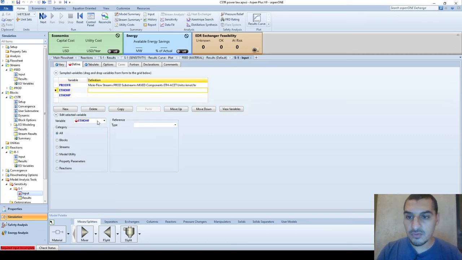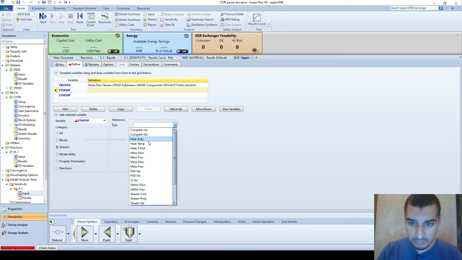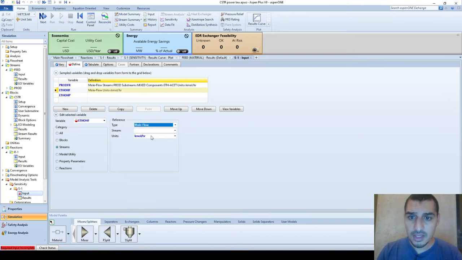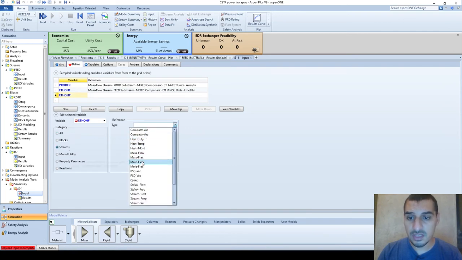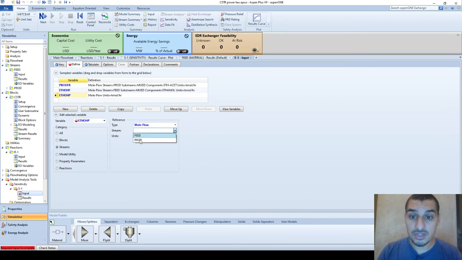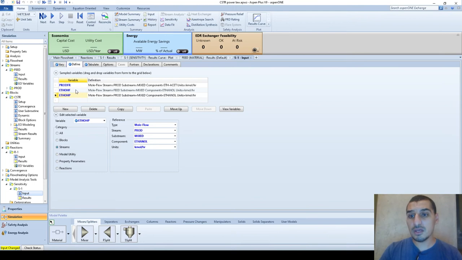For the ethanol in the feed, I'm gonna define this as a stream, and it's gonna be mole flow, and it is for the feed, and it is of the ethanol. So it's now defined. For the product, it's gonna be the same thing. Everything is the same, with the difference in the stream, which is gonna be the product. I'm gonna go for ethanol. So I have all the parameters that I need to calculate the conversion defined here.